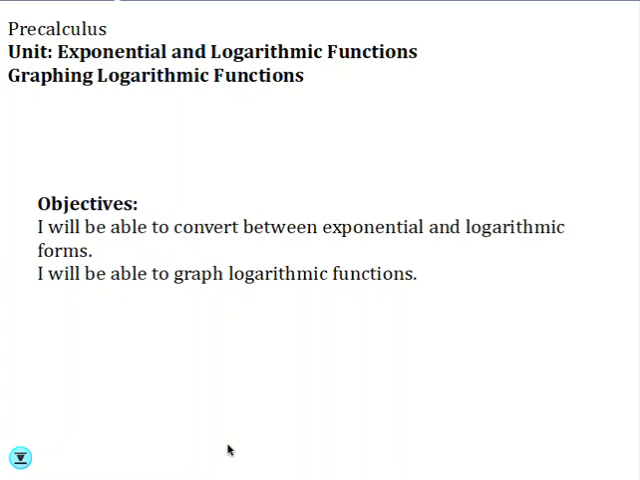Today we are going to be talking about graphing logarithmic functions. By the end of this video, you should be able to convert between exponential and logarithmic forms and be able to graph logarithmic functions.